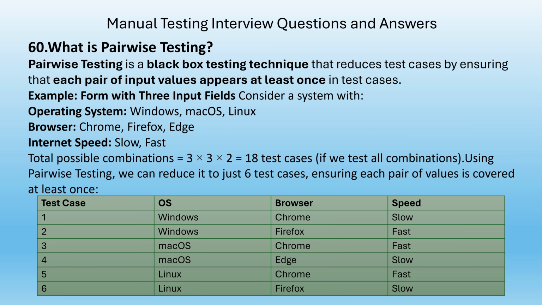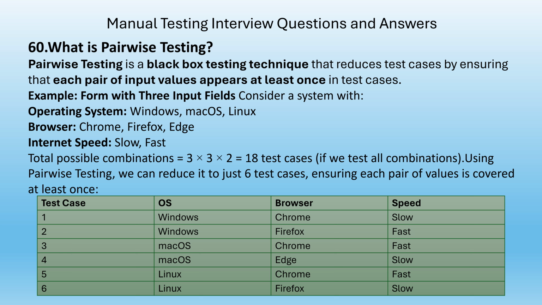So this is all about ad hoc testing. Next question is, what is pairwise testing? Pairwise testing is a black box testing technique that reduces test cases by ensuring that each pair of input values appears at least once in test cases. Example: form with three input fields. Consider a system with operating system as Windows, Mac OS, Linux; browsers as Chrome, Firefox, Edge; internet speed slow, fast. Total possible combinations: 3 into 3 into 2 equals 18 test cases.